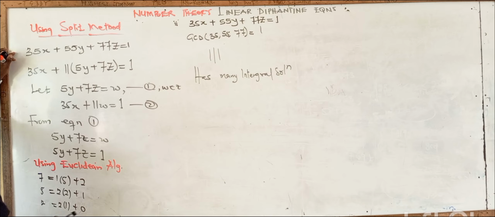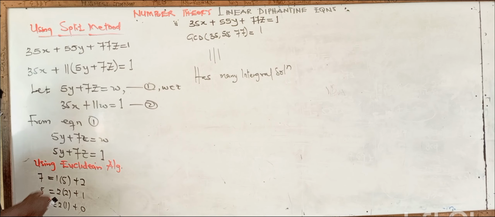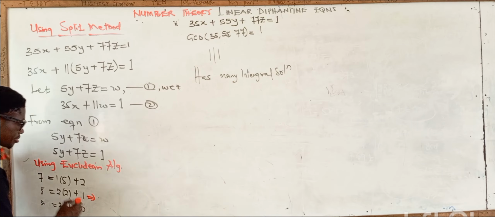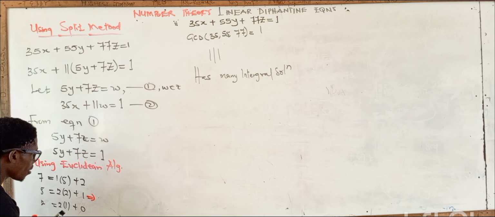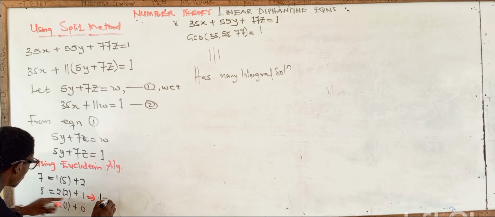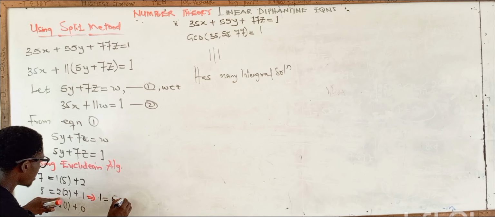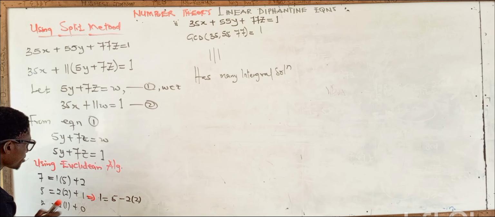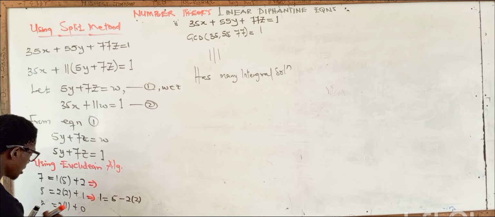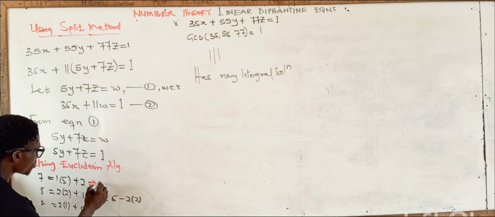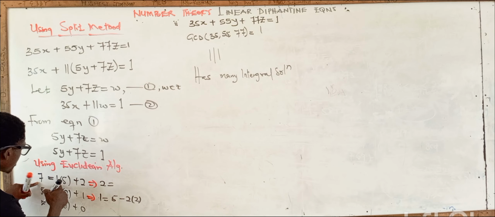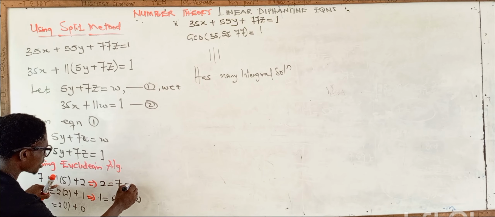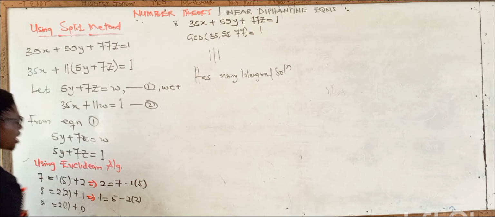Once you have read these points, you move backwards step by step. So this implies that our 1 is equal to 5 minus 2 times 2. Then this implies that our 2 is equal to 7 minus 1 times 5.